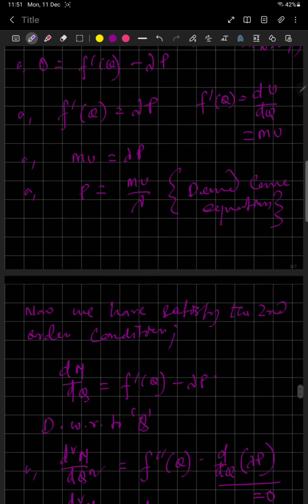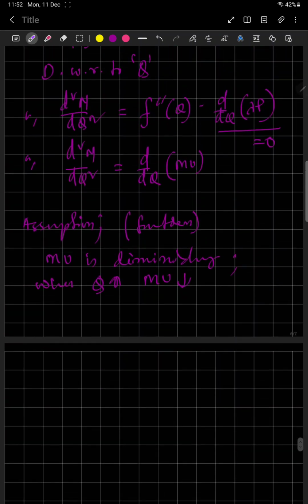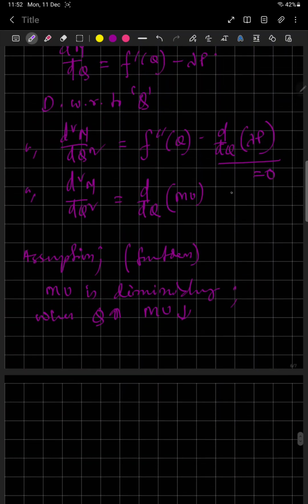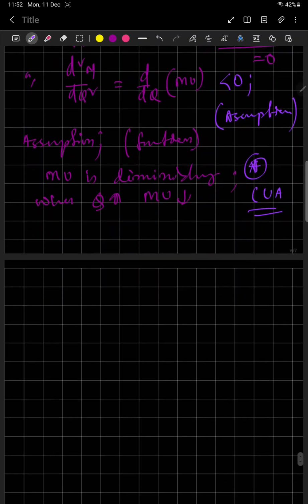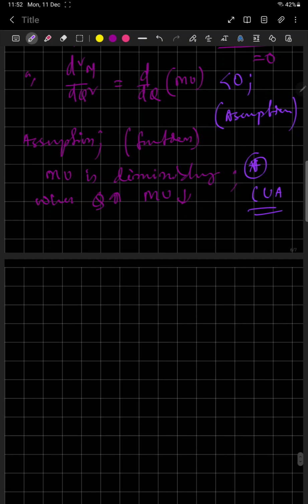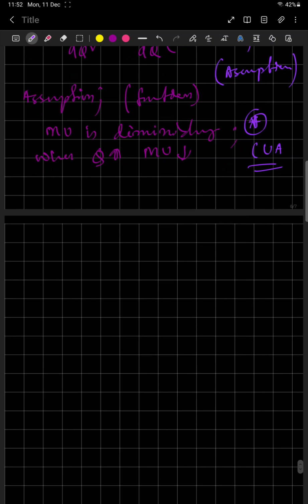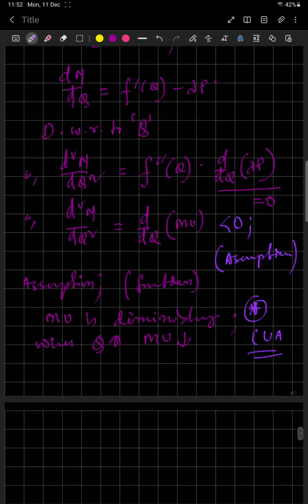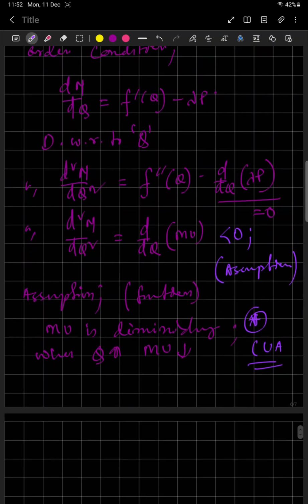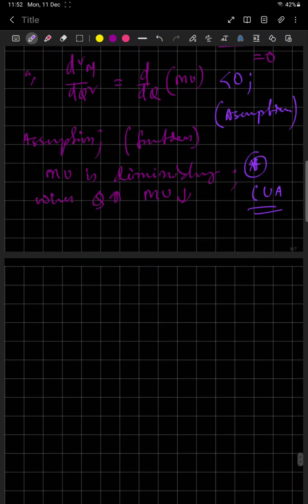So if I do the derivative with respect to q, what will happen? It will be less than 0 according to the assumption. So this is the most important assumption in the cardinal utility approach, that according to the cardinal utility approach we have diminishing marginal utility. So in this way we can derive the demand curve, and also we can maximize the net utility.